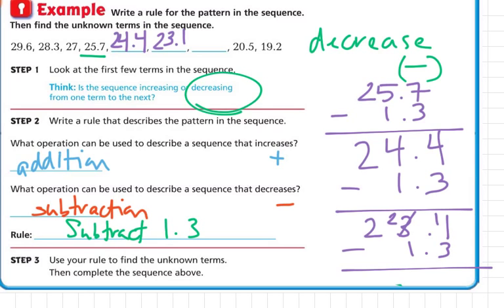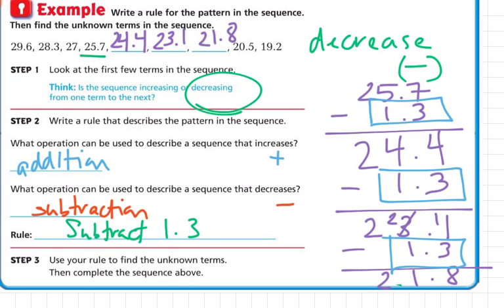11 minus 3 would give us 8. 2 minus 1 is 1. Bring down the 2. We have 21 and 8/10. So notice, boys and girls, all we simply did was plug in our rule and subtract our rule from the previous term, and we got the next term in the sequence.